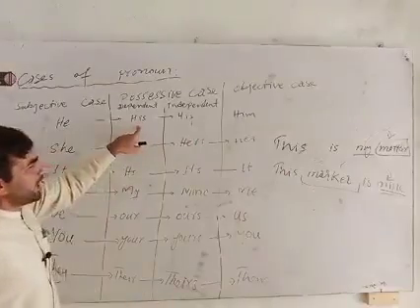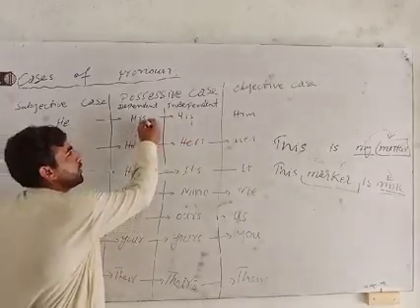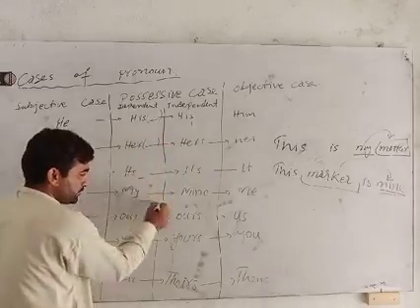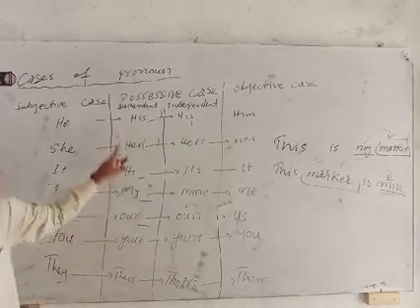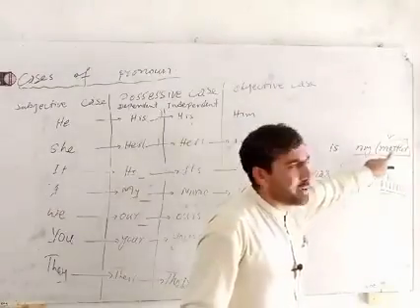And why do we call it dependent and why do we call it independent? Because there is always a noun with them. Okay. Like you can say, this marker, this is my marker.